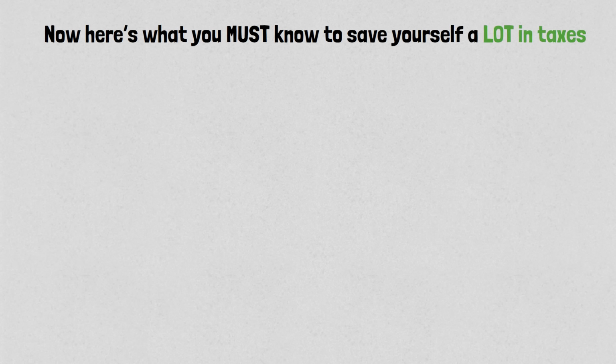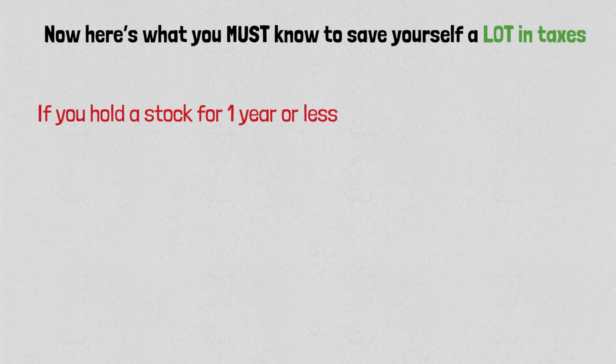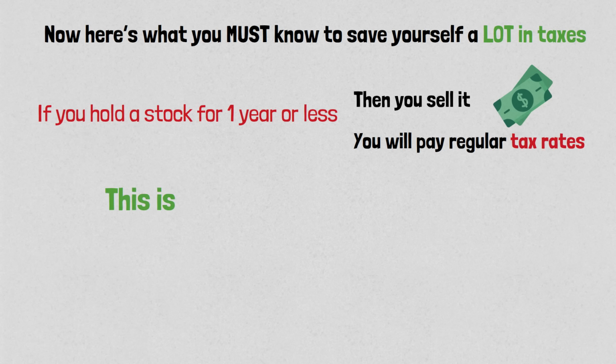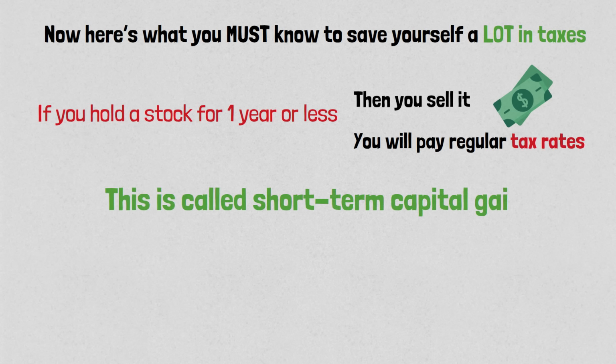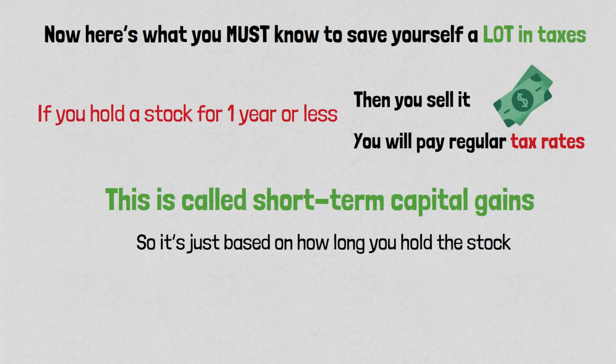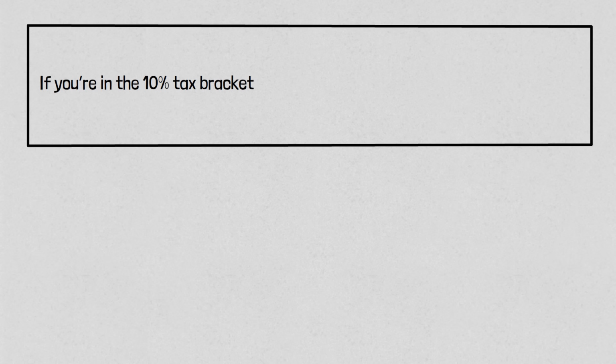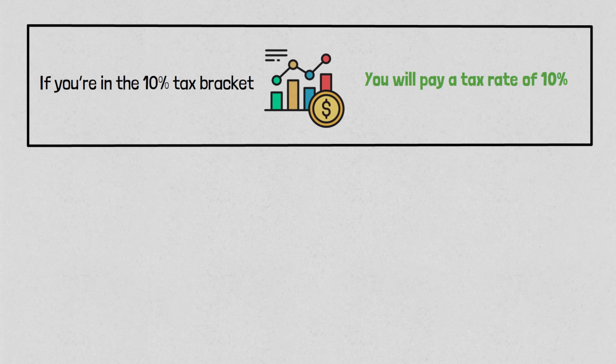Now here's what you must know to save yourself a lot in taxes. If you hold a stock for 1 year or less, and then you sell it for a gain, then you will pay regular tax rates. This is called short-term capital gains. It's just based on how long you hold the stock. 1 year or less is classified as short-term. So if you're in the 10% tax bracket and you make money in the stock market, then you will pay a tax rate of 10% on your short-term capital gains.